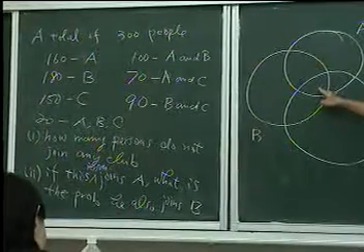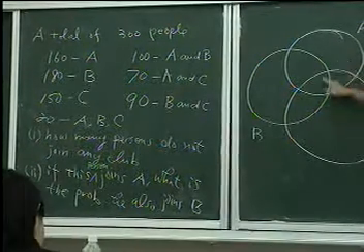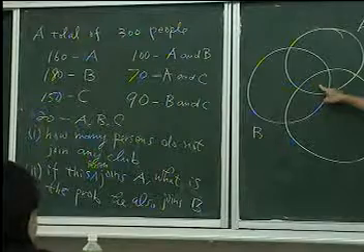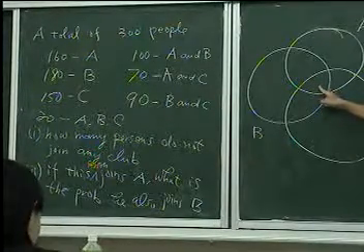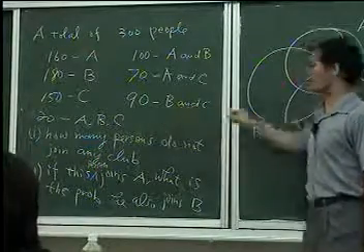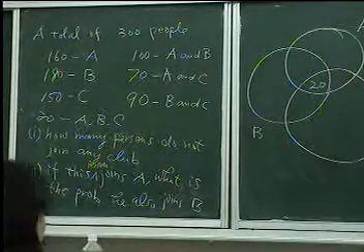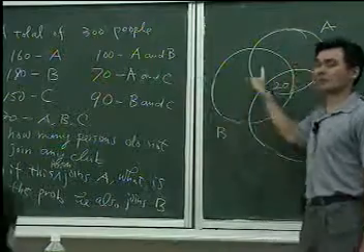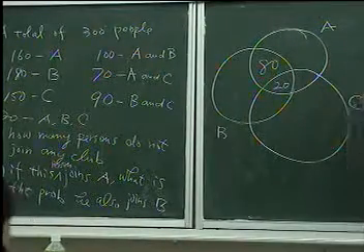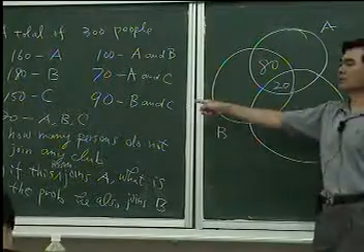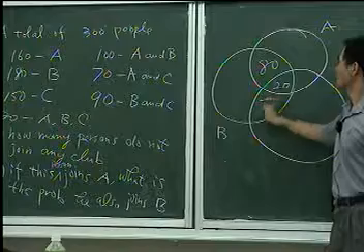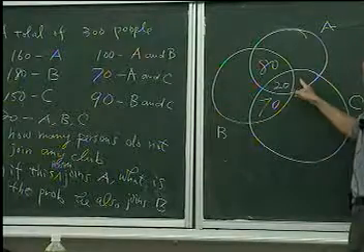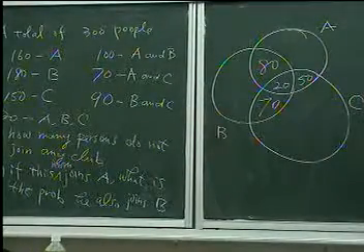What is this part? This part is in A, also in B, and also in C. So how much should it be here? It should be 20, because A and B and C is 20. And also we know A and B is equal to 100, so how much should it be here? It should be 80. And B and C is equal to 90, so what does that mean? It should be 70. And then A and C is equal to 70, so how much should it be here? It should be 50.